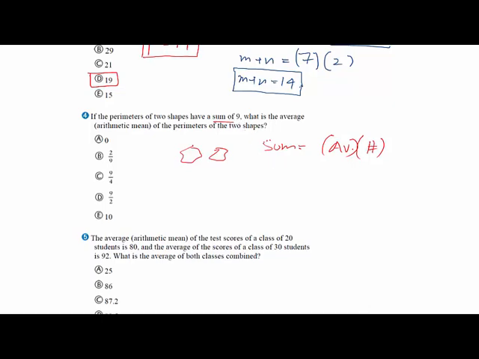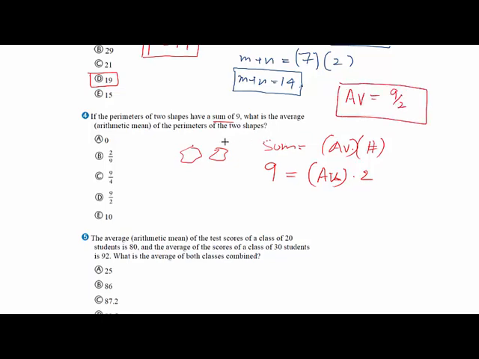So sum is 9, so 9 equals average times number. These are two shapes, so it's 2. So we can get the average here. Average is 9 divided by 2, that's 4.5. We don't even need to convert it. We can write average is 9 divided by 2.